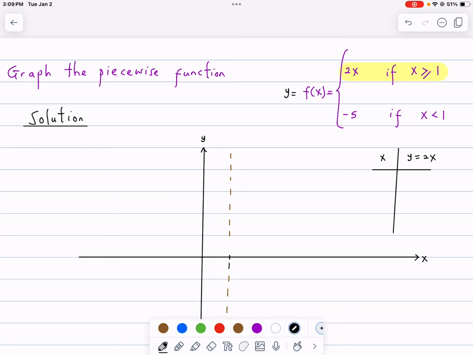And for x, what are the possible x values I can take? The possible x values are 1, 2, 3, all the way through to infinity, right? Because the interval here is going to be 1 to infinity. So that means I can take 1, I can take 2, I can take 3. I'm just going to take 1 and 2, and plug these x values into y is equal to 2x. So I have 2 times 1 is 2, 2 times 2 is 4.